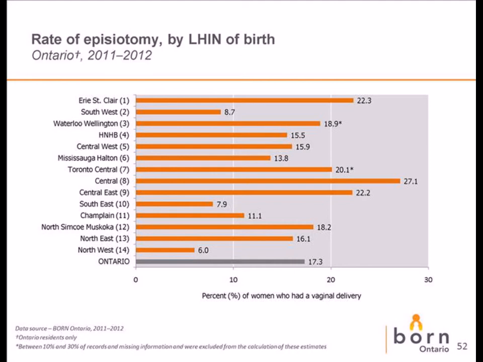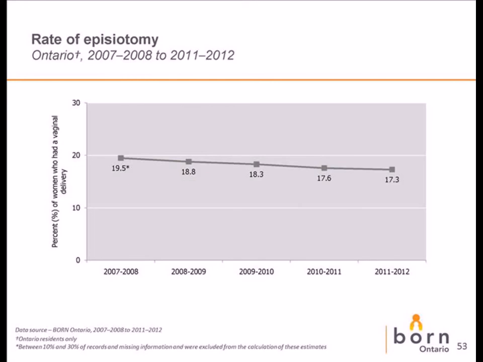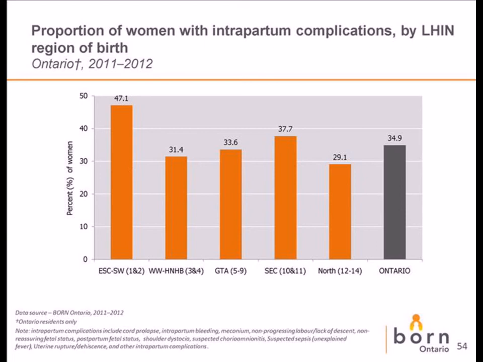This is a rate of episiotomy by Lynn of Birth. And again, there's been evidence for quite some time that there isn't as much need for episiotomy as we once thought there was, but there is still practice differences across the province. Now, to be fair, we should probably break this down into those that have spontaneous vaginal delivery and those that have assisted vaginal delivery, because the rate of episiotomy will likely be higher in the assisted vaginal delivery. But I would say overall, there's still work to do to bring this rate down. And you can see it is coming down, which is good, but still more to do.